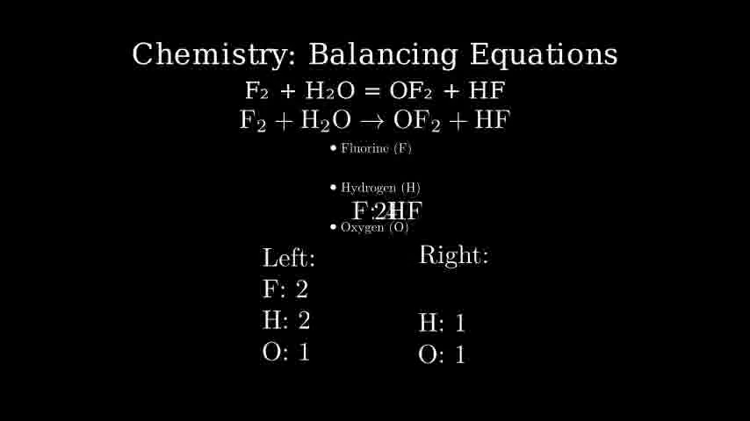We see we have 2 fluorine atoms on the left side and 1 on the right. The simplest way to balance them is by adjusting the coefficient of HF on the right to 2, which gives us 2 F atoms on the right side.